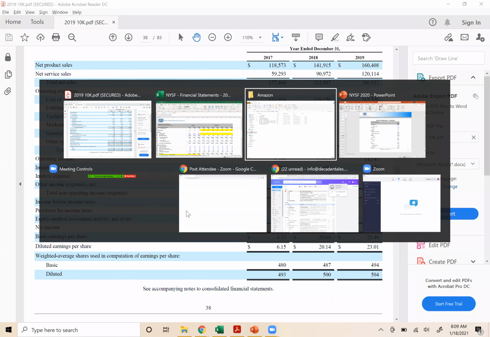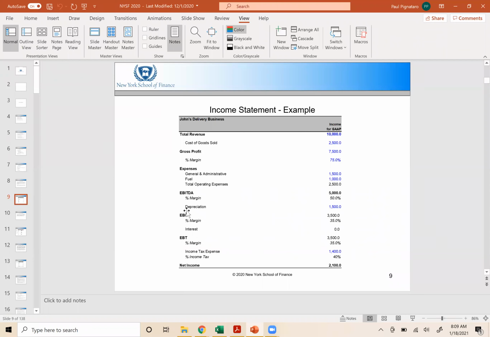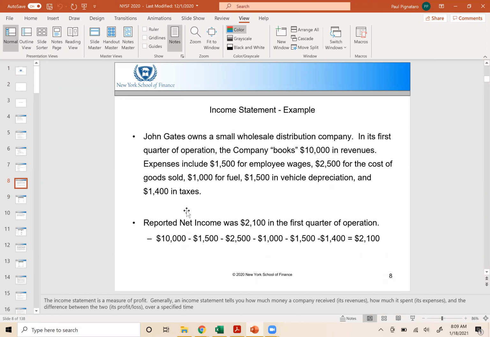So to illustrate from a conceptual standpoint the difference between an income statement and a cash flow statement, here is an example we spoke about. We spoke about a small wholesale distribution business in the very first course, right? This is, let's imagine a truck. It's a shipping company, let's say, right? It is a truck going around delivering packages. And let's say that the company books $10,000 in revenues in the first quarter. A small little company, one guy, one truck.